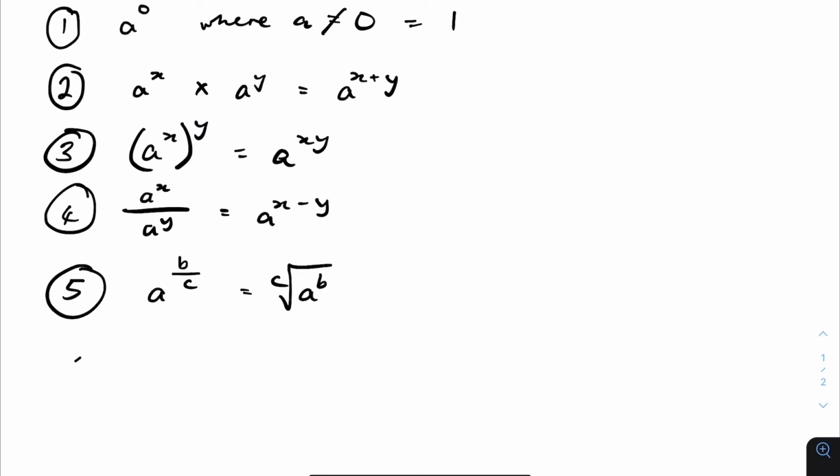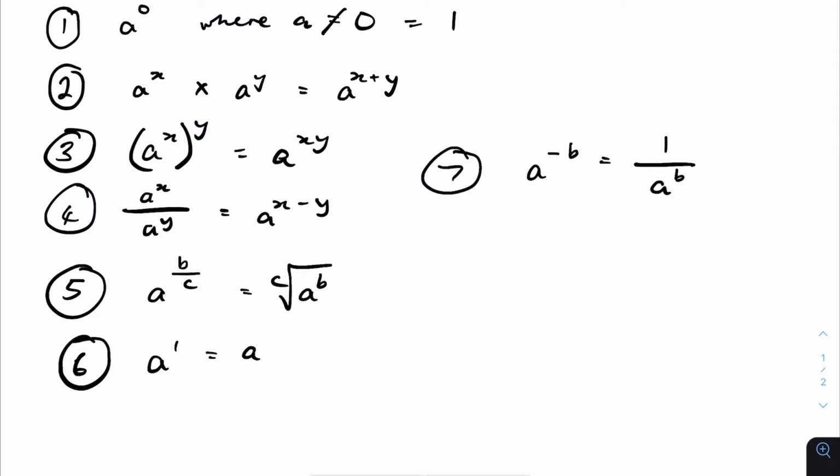Also, in case I forgot to mention, which is probably pretty obvious, a to the power of 1 is equal to a. That one's probably the easiest rule. Rule number 7, one that's less commonly known at the beginning of indices. A to the power of negative b is equal to 1 over a to the power of b. It's the reciprocal of it.